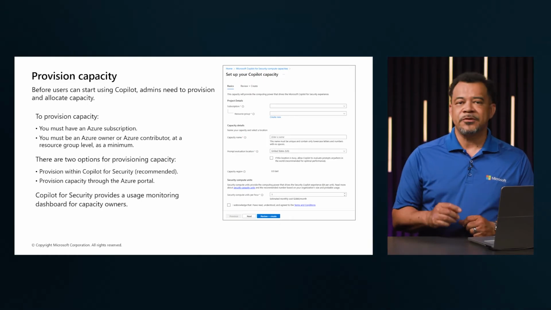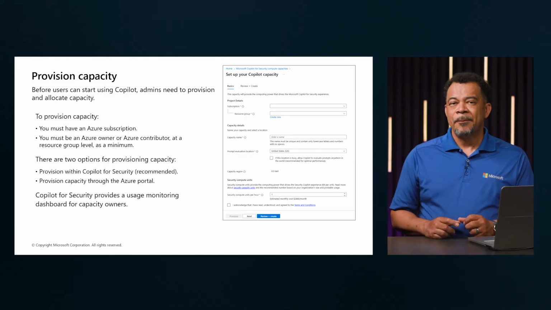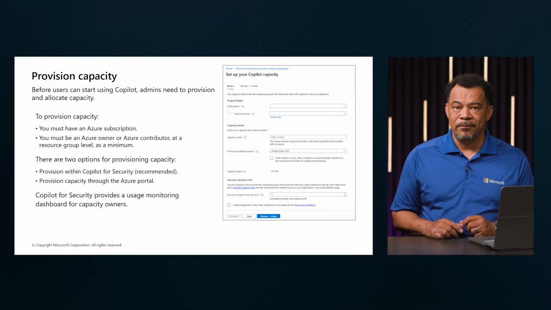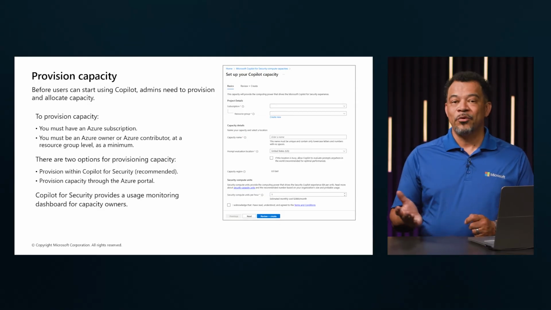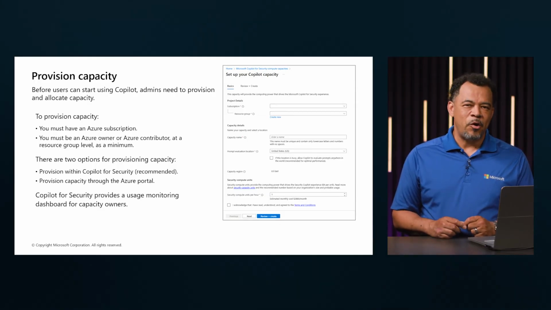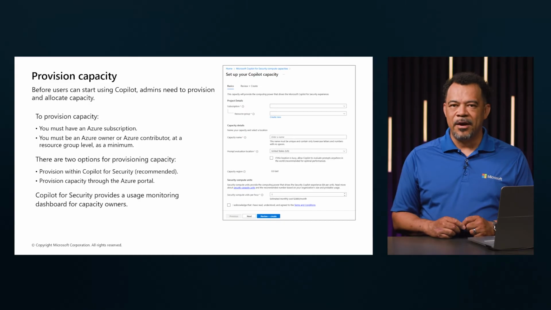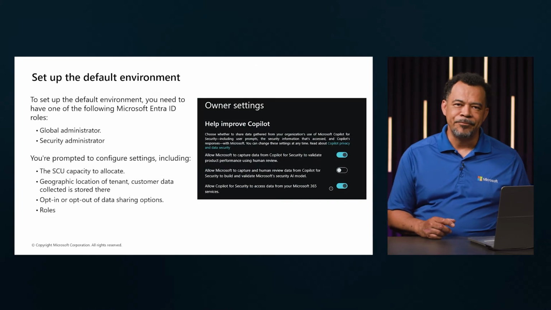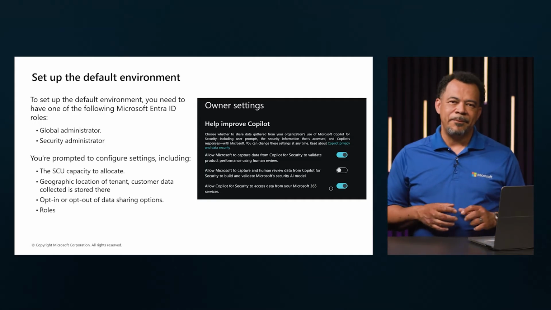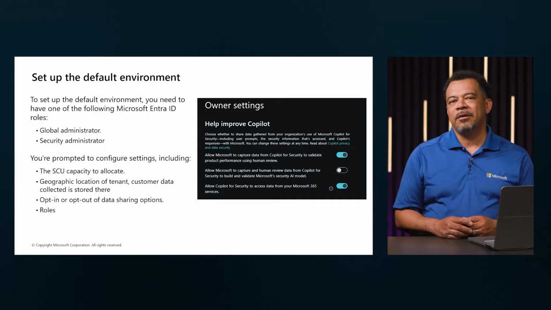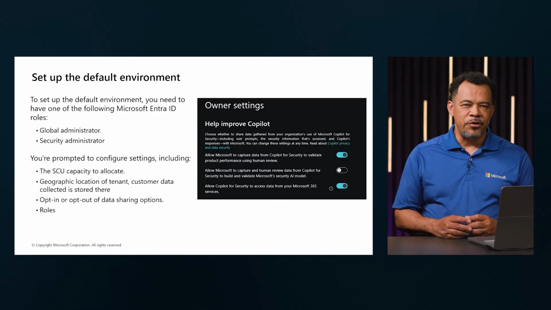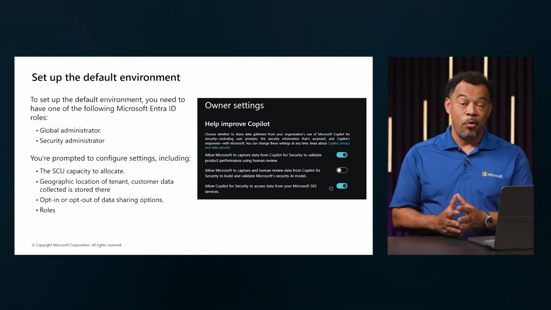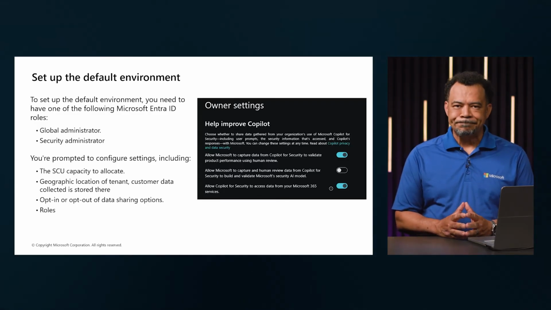There are two options for provisioning capacity: provisioning with Copilot for Security or provisioning capacity through the Azure portal. Copilot for Security provides a usage monitoring dashboard for capacity owners themselves. To set up the default environment, you need to have one of the following Microsoft Entra roles. You need to be either a global administrator or a security administrator.